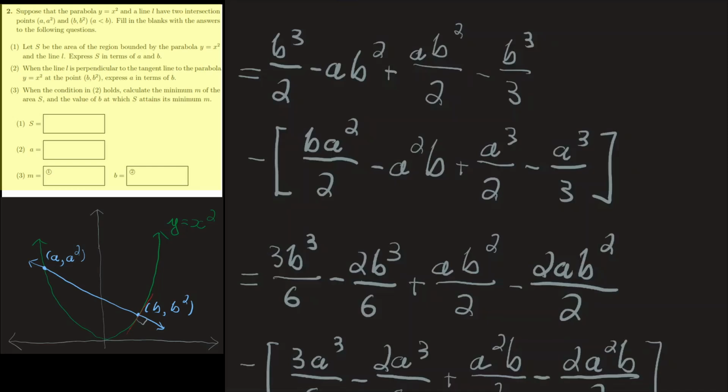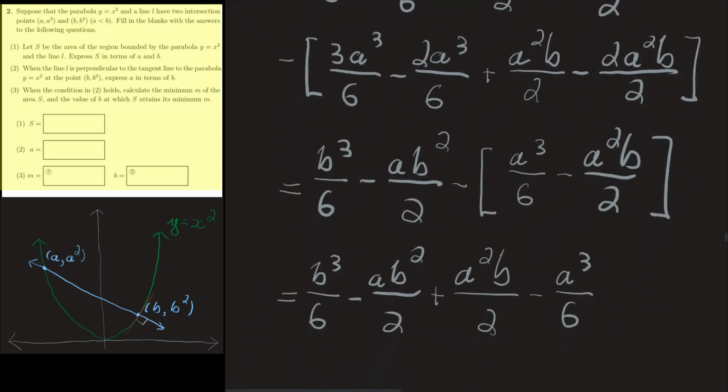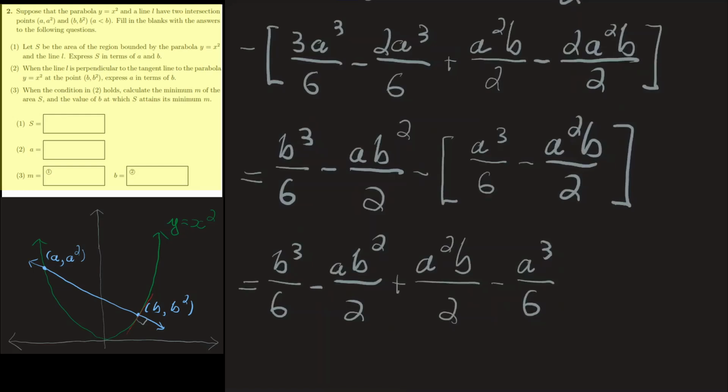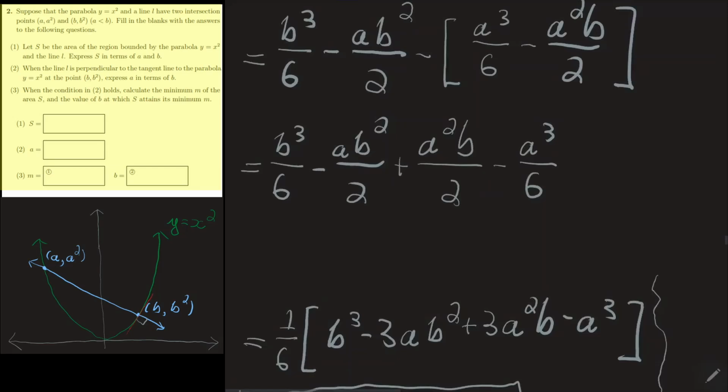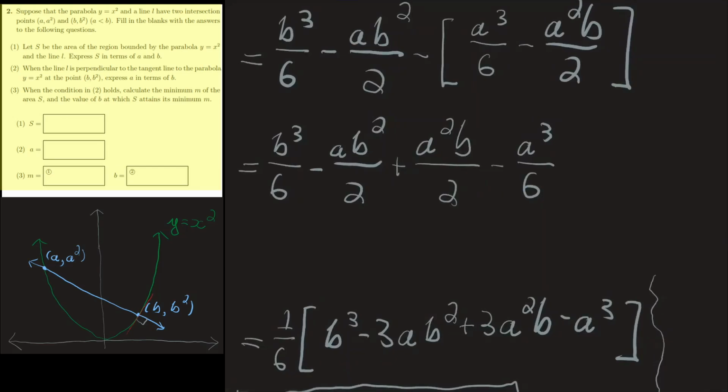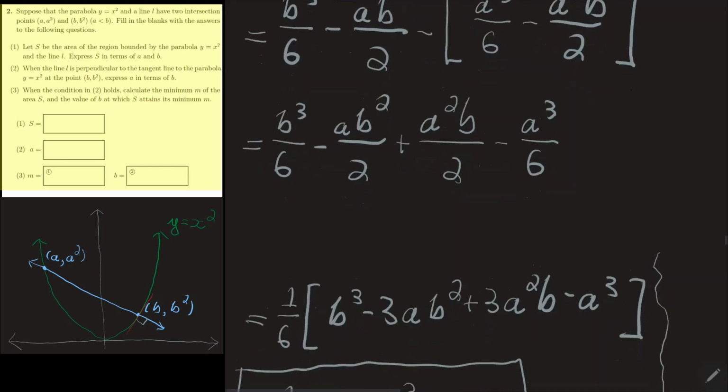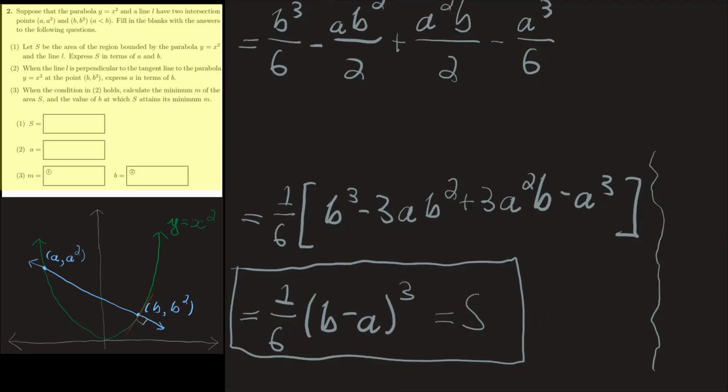So with all the expanding and simplifying, which I'm not going to go through all of, you can just pause the video if you want to see it. You end up with this. And you might think that this right here is the final answer, but actually this can be simplified even further. So if you factor out 1 over 6, you'll see that these terms in here are actually just the expanded form of b minus a cubed. And so the area S is actually equal to 1 over 6 times b minus a cubed.